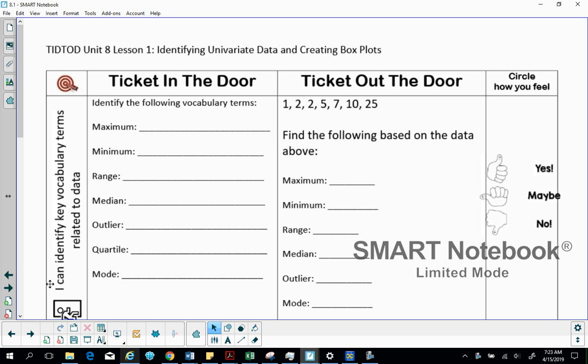Victor, what's the maximum mean? What did you say? Good. Highest value. Beautiful. Stephen, what does minimum mean? Perfect. Lowest number, lowest value.